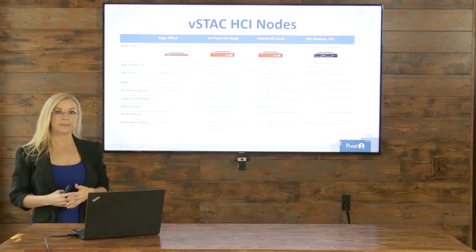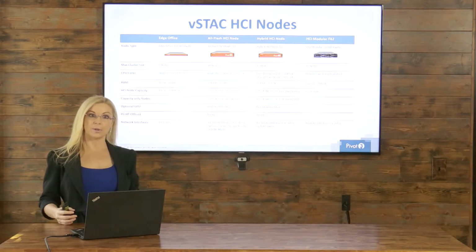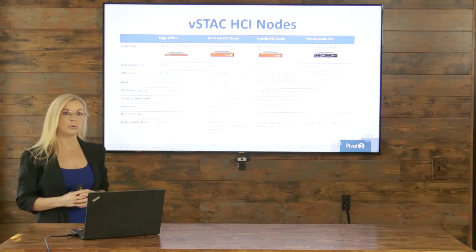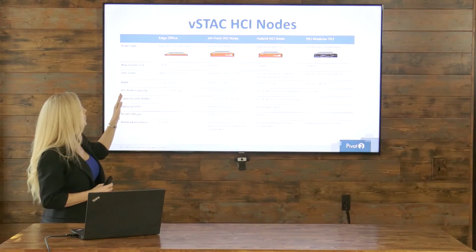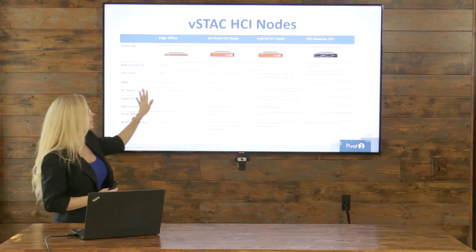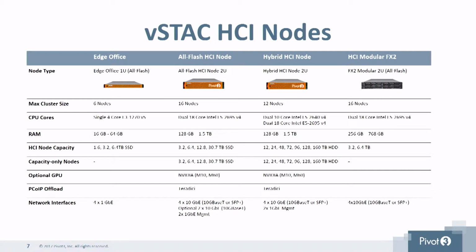Within the VStack line, again, it runs on very similar hardware, the same 2U rack mount servers. The main differences are, in our all flash nodes, you have the same 16 nodes, and the hybrids are the same 12 node limitation for the cluster size. But you see that you have some different choices within the CPU stack.